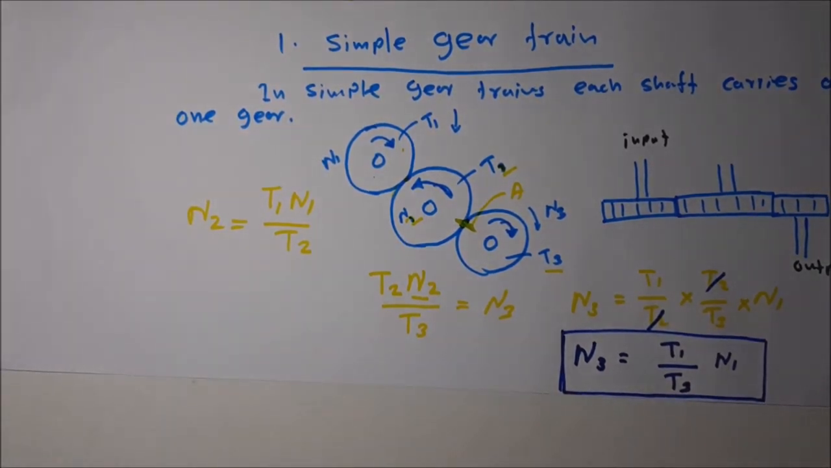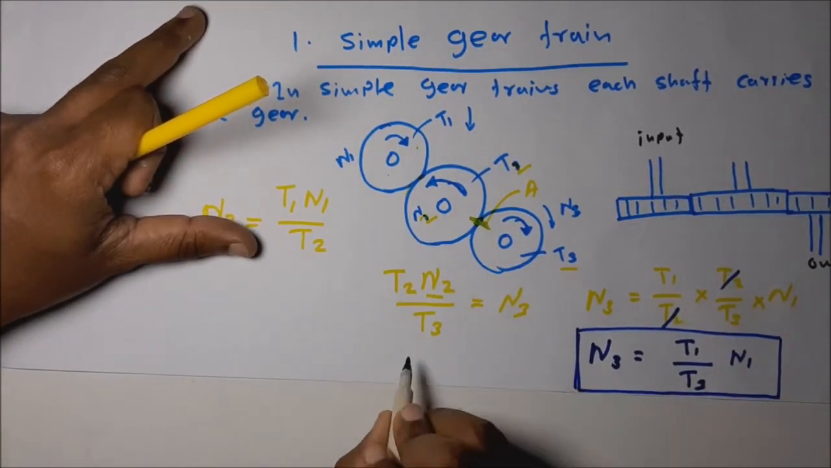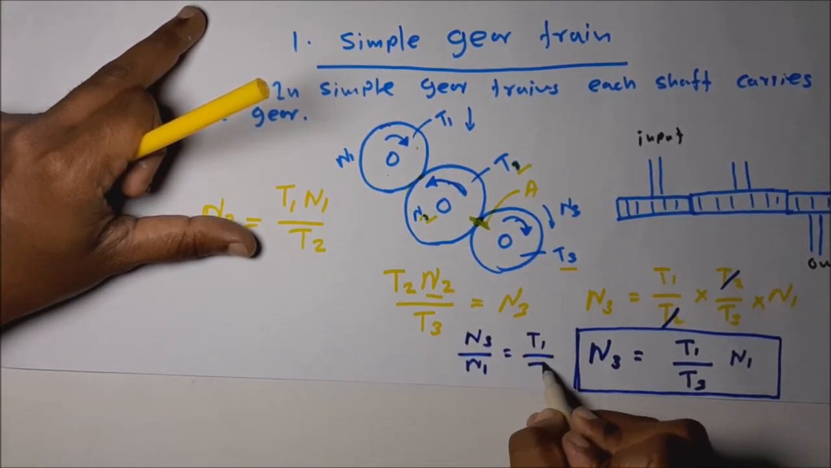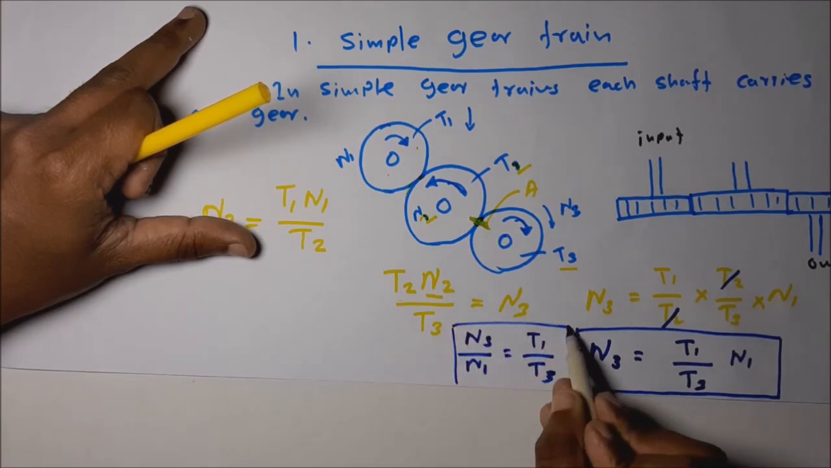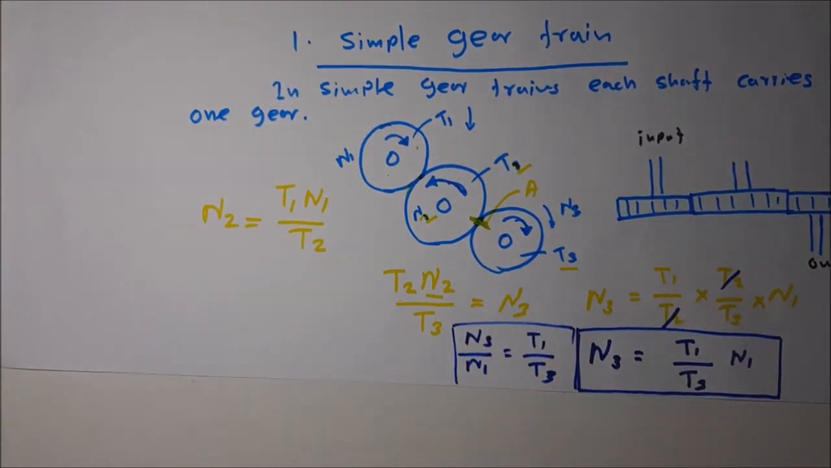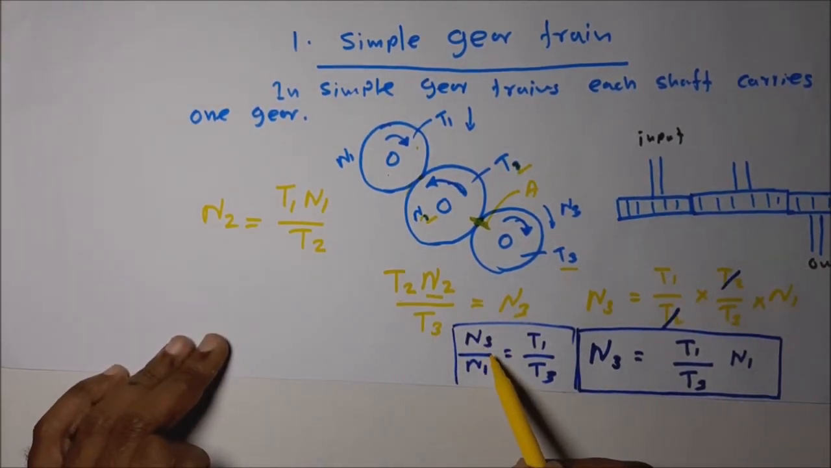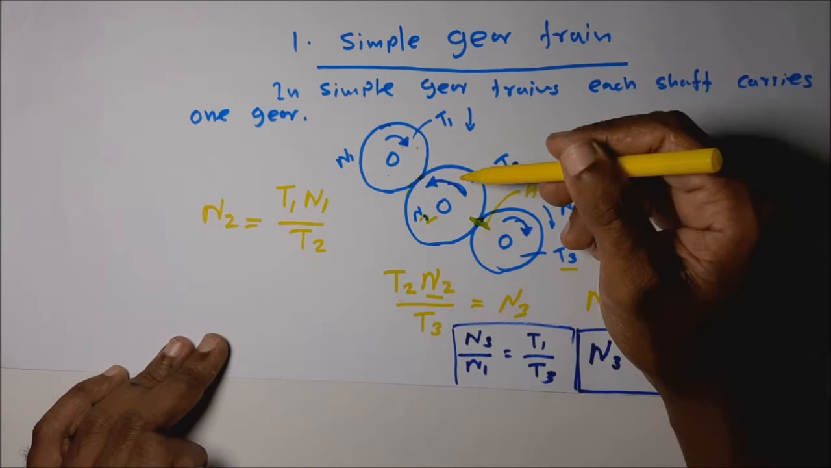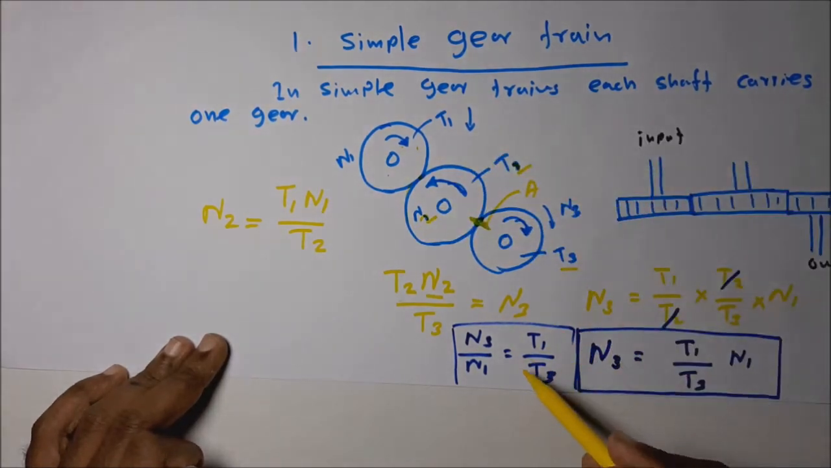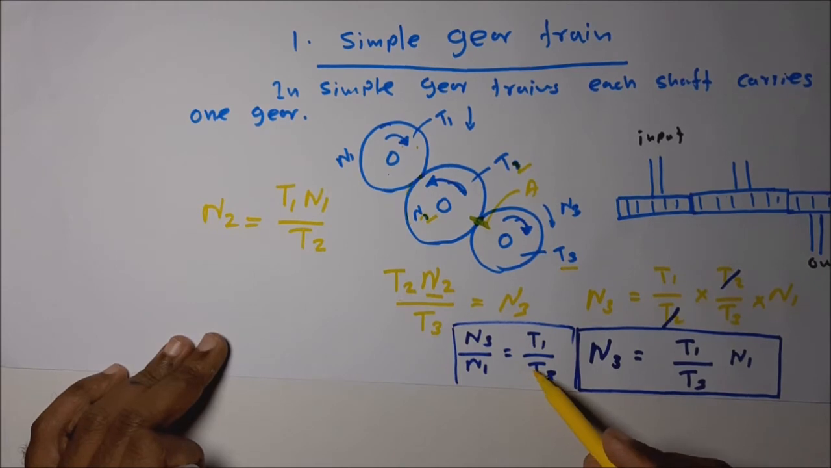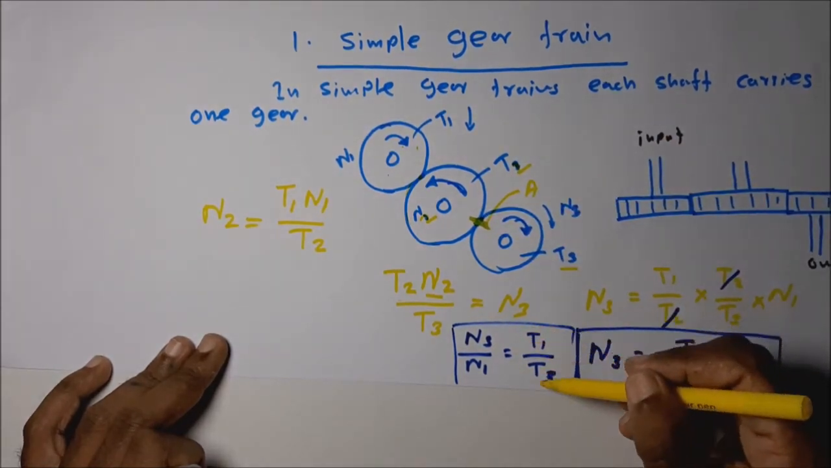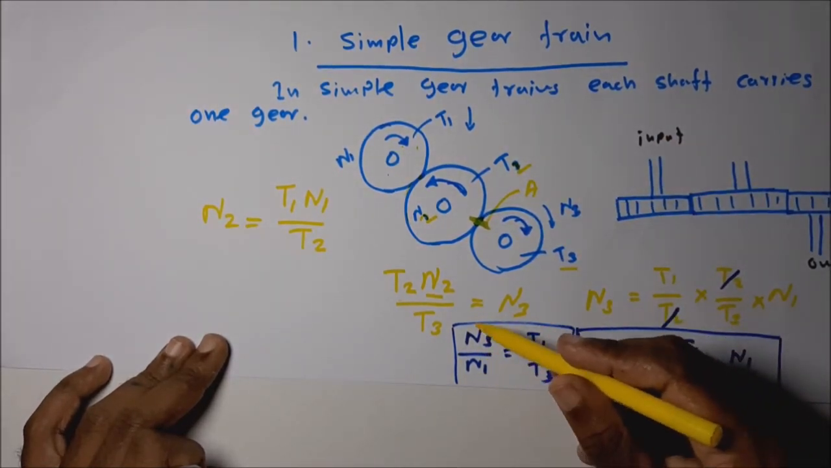In that way we can also write N3 divided by N1 is equal to T1 divided by T3. You can see a very important thing for this speed ratio: only the starting and end gear wheels are there. The intermediate gear wheel does not affect the speed ratio in simple gear trains. Keep remembering this one. The intermediate gear wheel does not get involved in the speed ratio of this output and input.